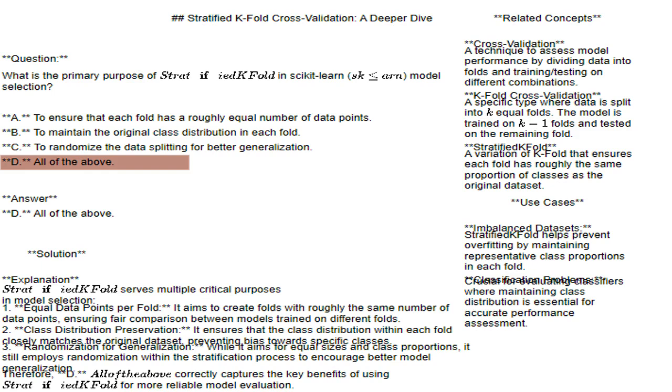True. While stratified k-fold aims for equal fold sizes and class distribution, it still employs randomization within the stratification process. This helps to prevent overfitting and encourages better model generalization. This relates to randomization for generalization in the explanation section. True. The correct answer is D, all of the above. Stratified k-fold combines these three aspects to achieve a more robust and reliable cross-validation process, particularly when dealing with datasets containing distinct classes. D. All of the above.